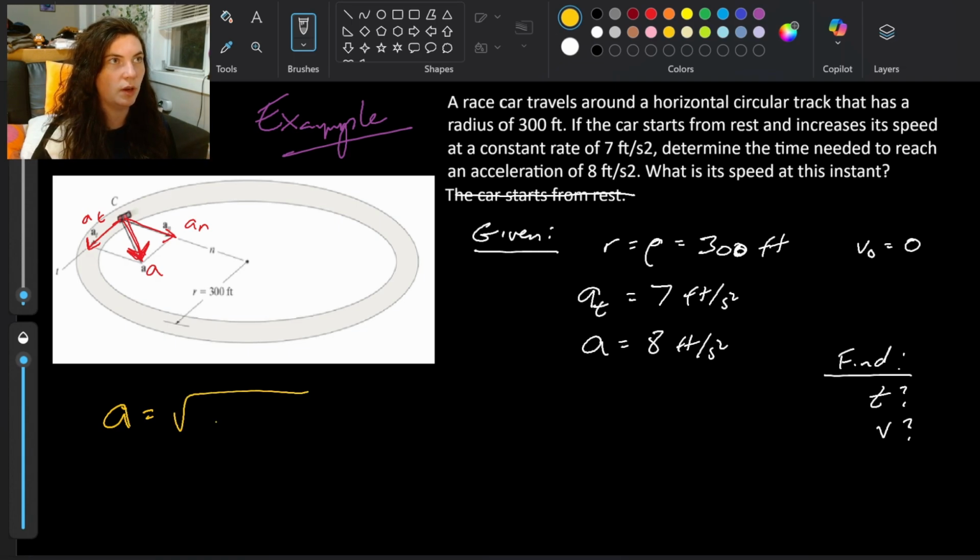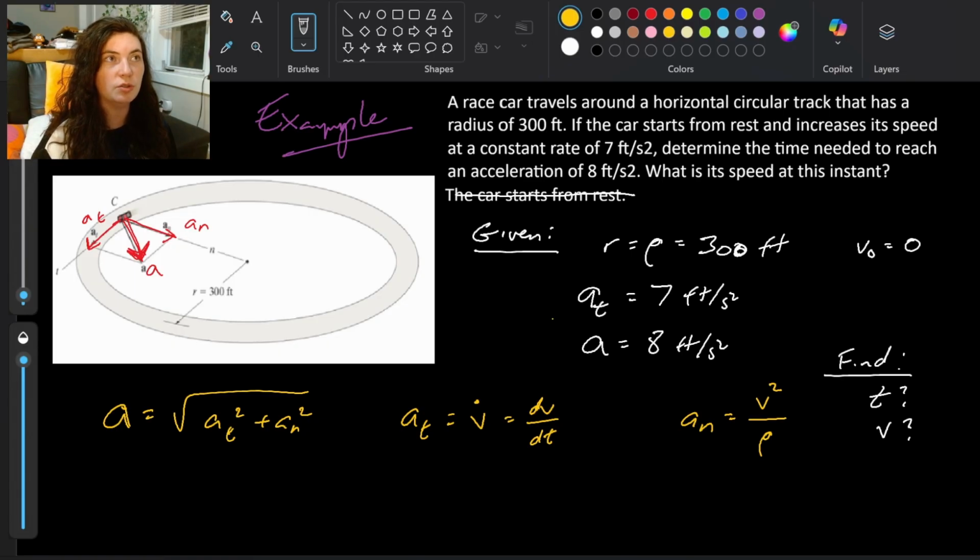Acceleration is the square root of at squared plus an squared, where at is the derivative of velocity. So that's v dot, or you can call it the derivative of v with respect to t. That's one of the relationships we had. We also had our normal acceleration, that's the magnitude of velocity squared over the radius of curvature.